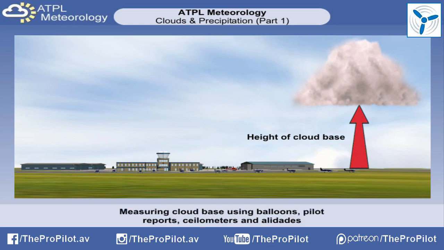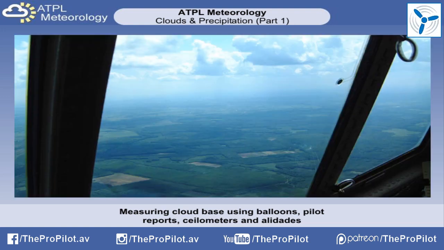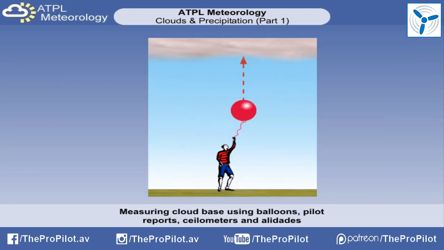How do we measure cloud base height? Well, there are several ways. The most obvious one is from aircraft reports. Another way is by balloon. A balloon is released which has a known rate of ascent. The time it takes to disappear into cloud is measured, and the height of the cloud can be calculated.